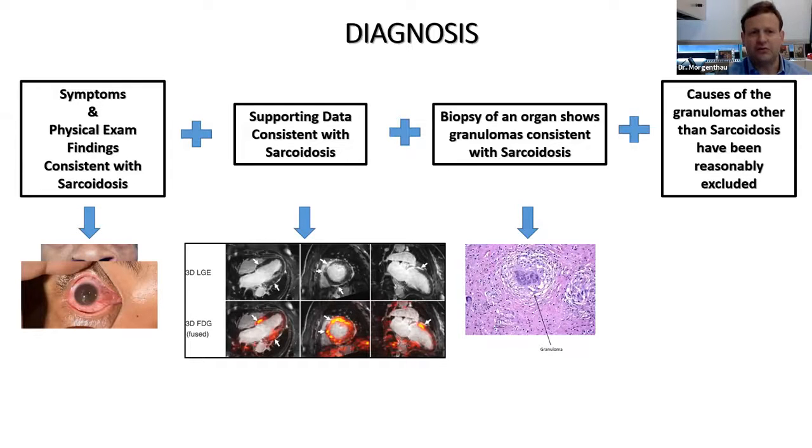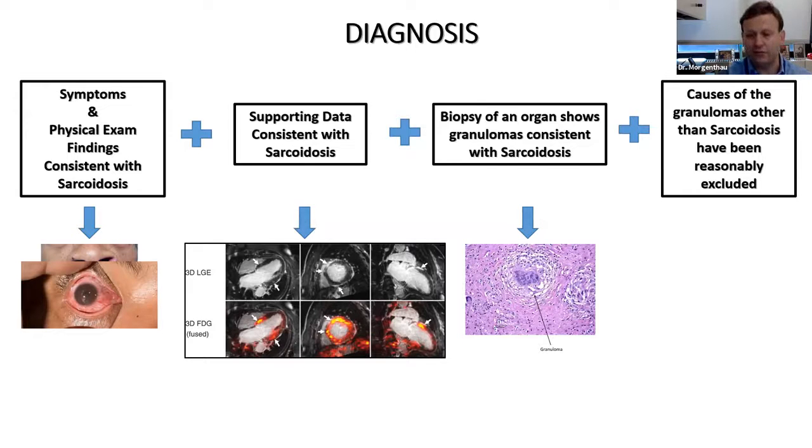In addition to having symptoms and physical findings, supporting data, and a biopsy that shows granulomas, sarcoidosis remains what we call a diagnosis of exclusion, meaning that we have to make sure that all of these findings, and in particular the granulomas that we see, are not because of anything else other than sarcoidosis. And when we say other than sarcoidosis, what we mean is there isn't a cause. We don't know why the granulomas are there.